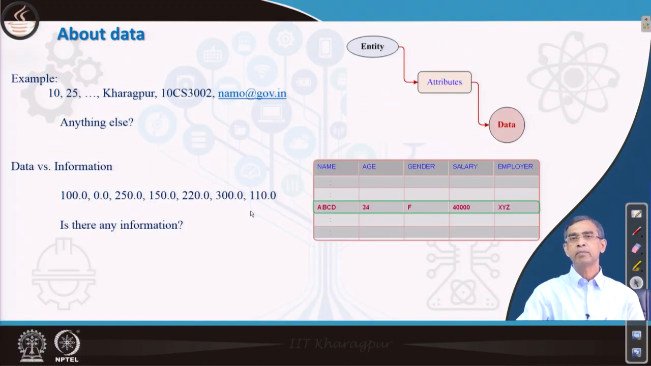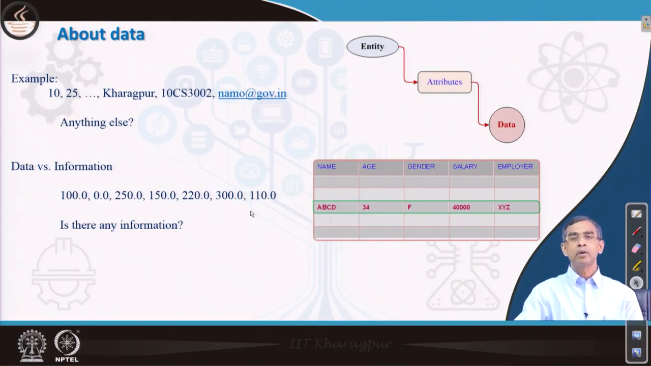Now, given a set of data, a collection, if we retrieve certain meaningful concept from it, then that meaningful concept is called information. So, data and information are the two things. Given data, in fact, we are able to retrieve information. Now, how can this information be retrieved?